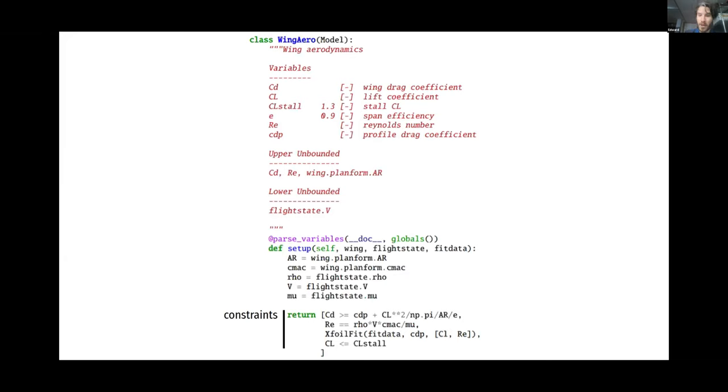Checking in with the GPkit code, yep, these constraints are all posynomial inequalities. Or there's actually a couple, these are all posynomial inequalities here, CL and CD. Or there's a single-term posynomial equality specifying the Reynolds number RE there. And then the XFOIL fit there is the airfoil performance design space, which is defined by several posynomial inequalities.